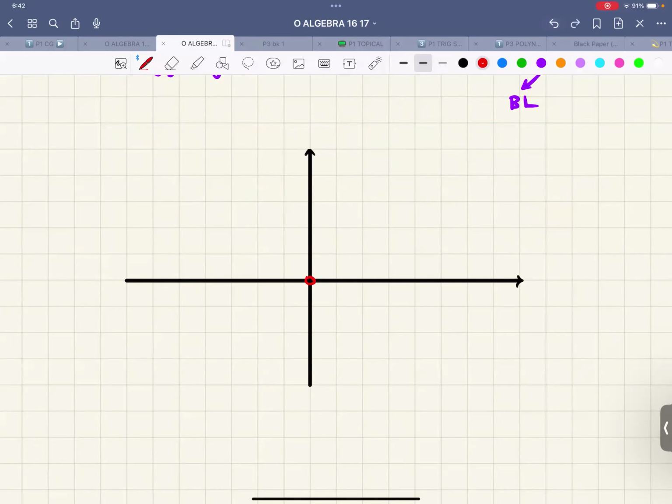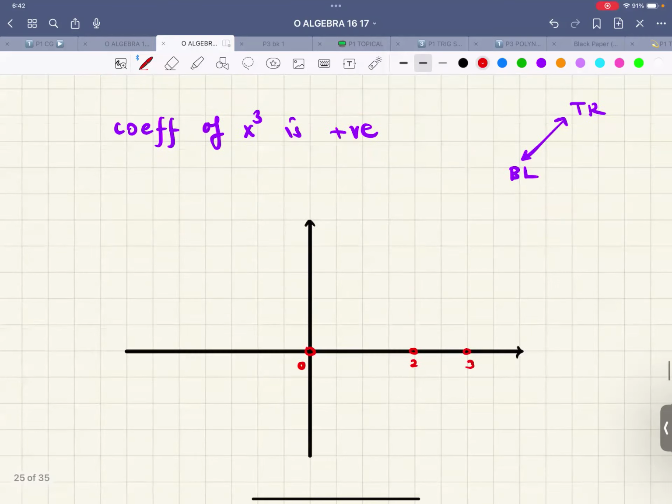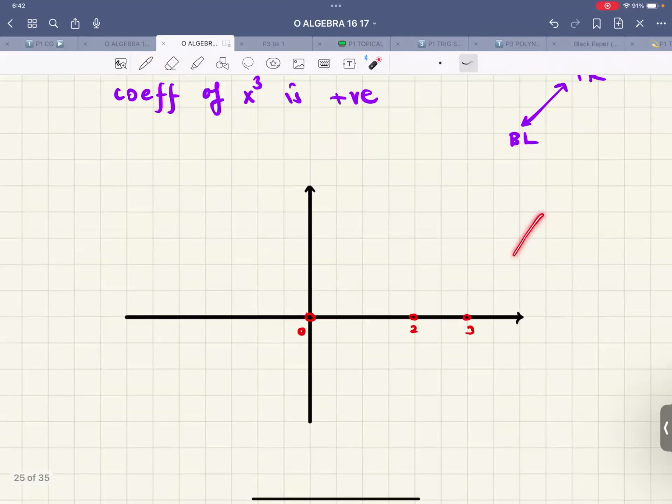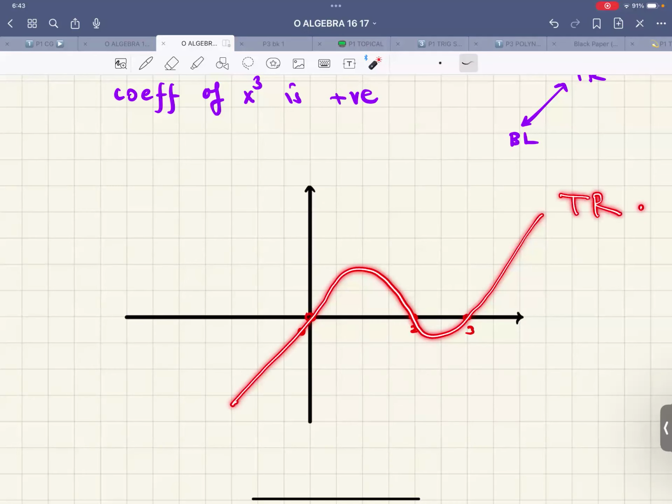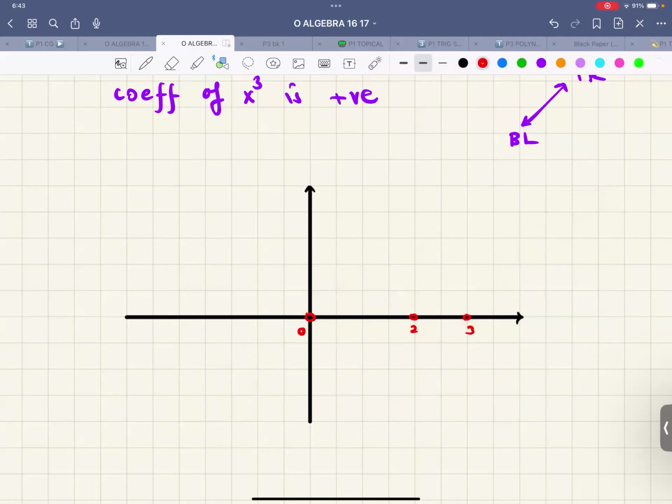So let me just elaborate this. This is 2, this is 3, this is 0. Now the curve has to pass through these points, and it should be going like this, because this is top right, this is bottom left. At the same time, it has to pass through these 3 roots. So let me just draw it like this.